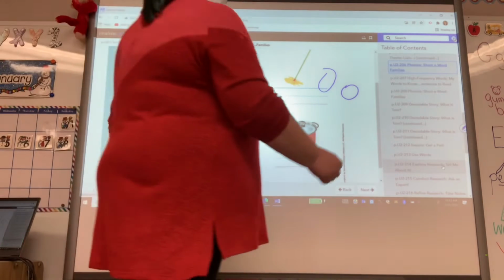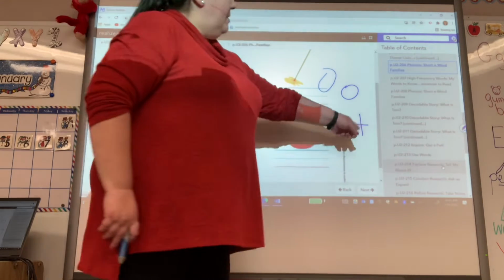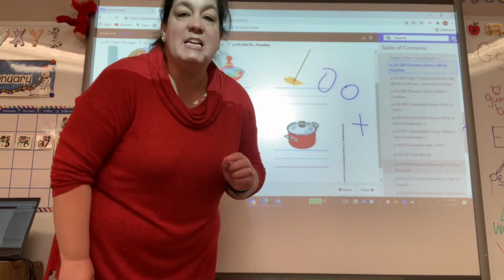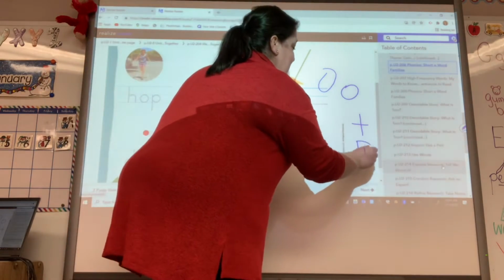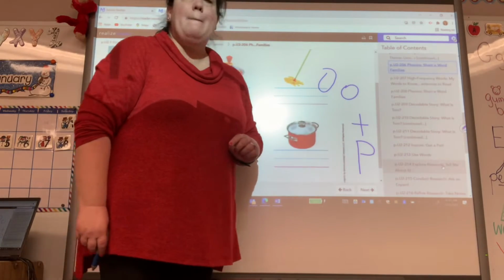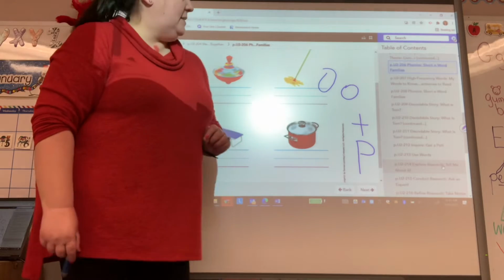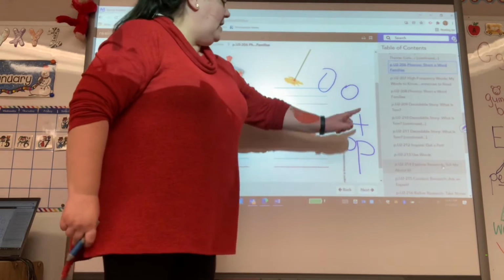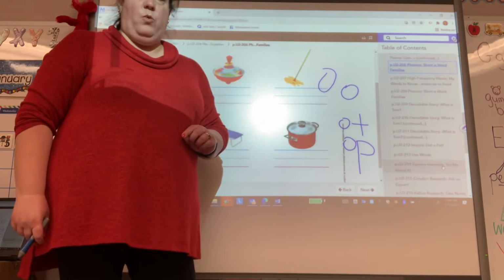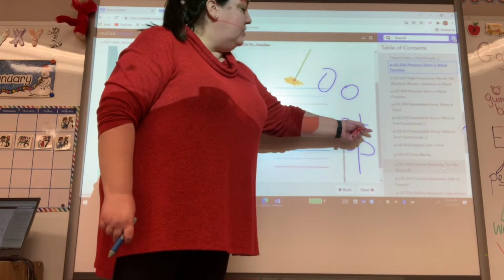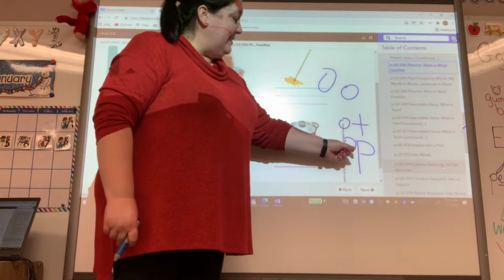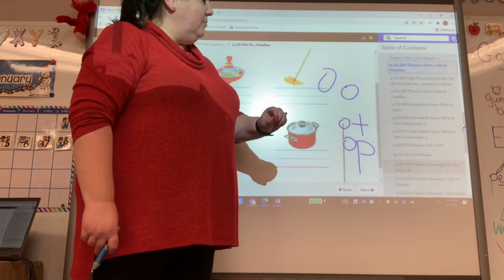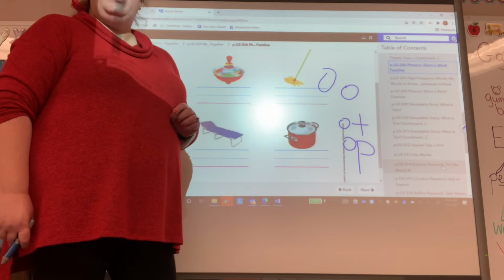Now, we also know that is the letter T. And what sound does the letter T make? T, t, t. And this is the letter P. It makes the p, p, p sound. So when we put the O in front of the T and the P, we make a word family. And the word family is ot, and op. So it's our short O sound, and our T sound, t, ot.